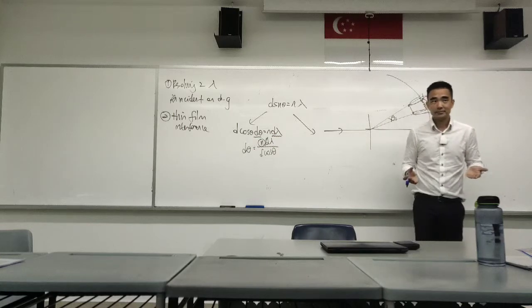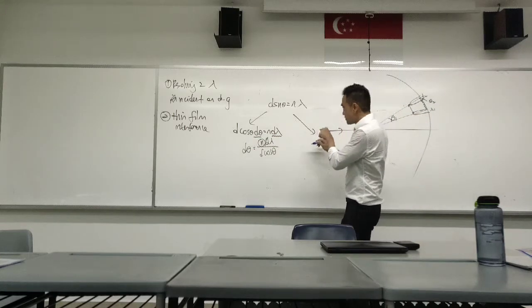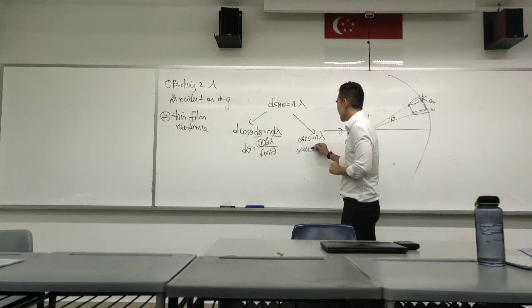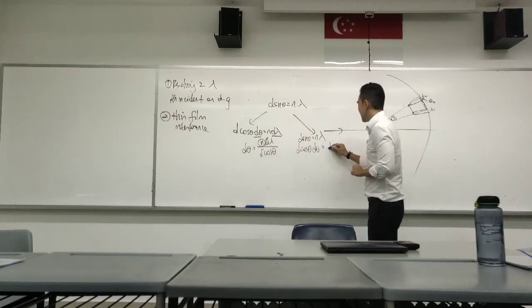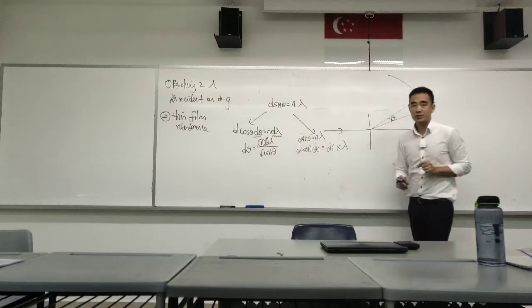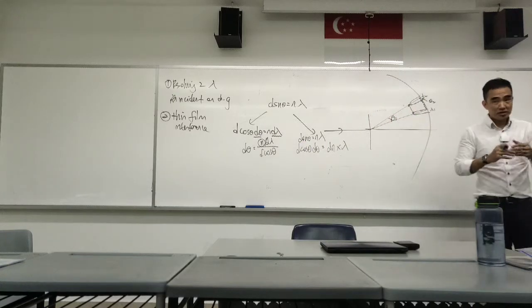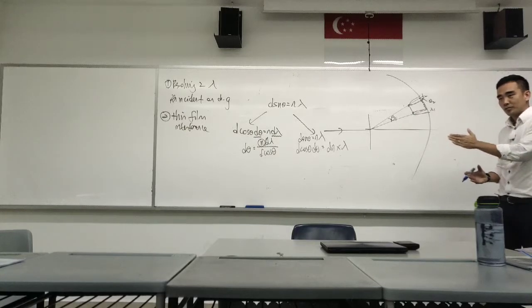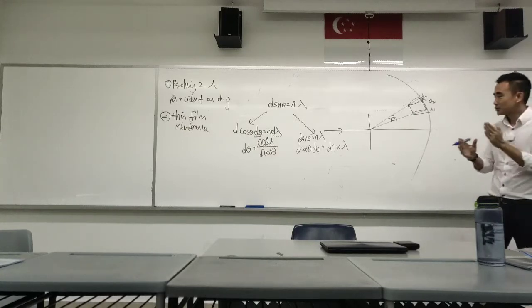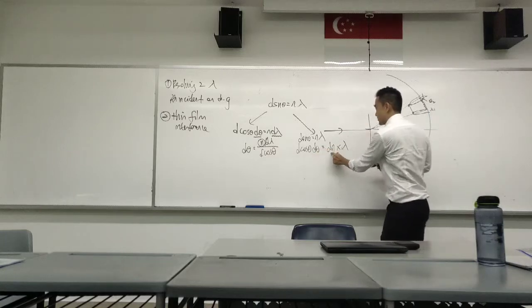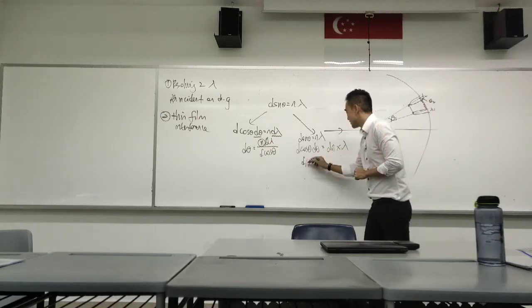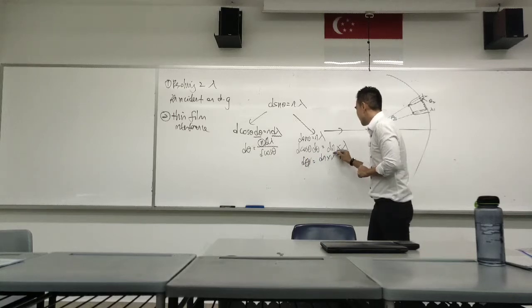Now, the next part is also d sine theta equals to n lambda. But what I'm doing over here is slightly different. I am talking about the difference in order. So when I change the order, that means from n equals to 1 to n equals to 2, the difference in the angle. So this is the d theta as a result of the difference in order. Which means that d cos theta or d theta is equal to dn times lambda over d cos theta.